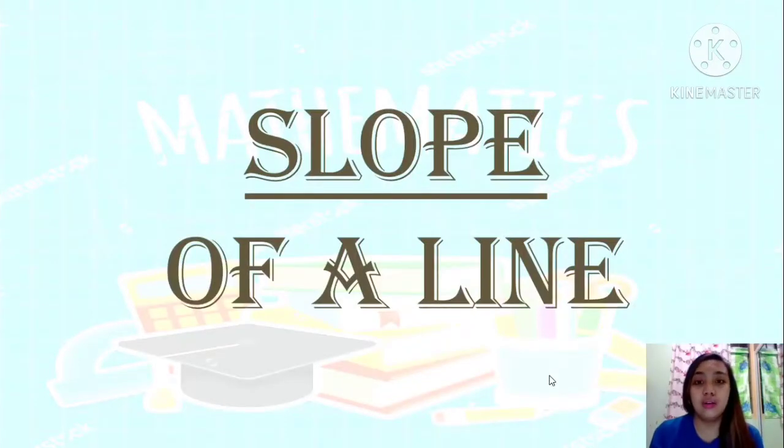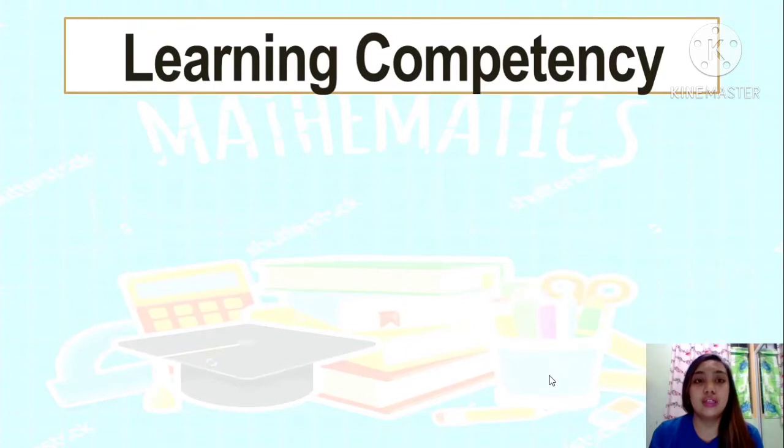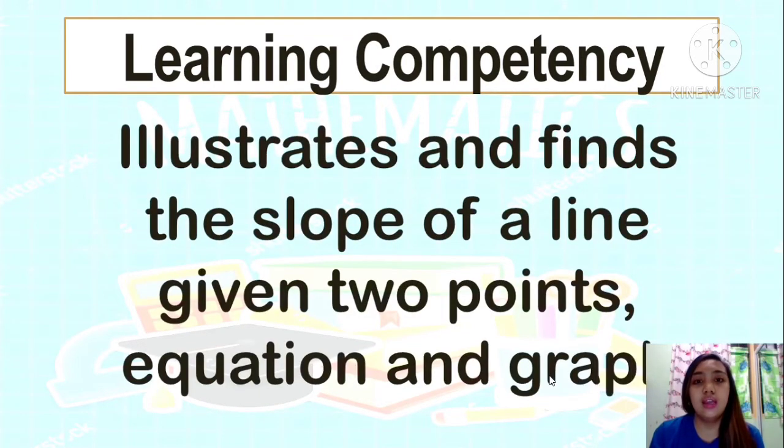This lesson is all about the slope of a line. So let us discuss the learning competency: illustrates and finds the slope of a line given 2 points, equation, and graph. Ibig sabihin, we can find the slope in any given.